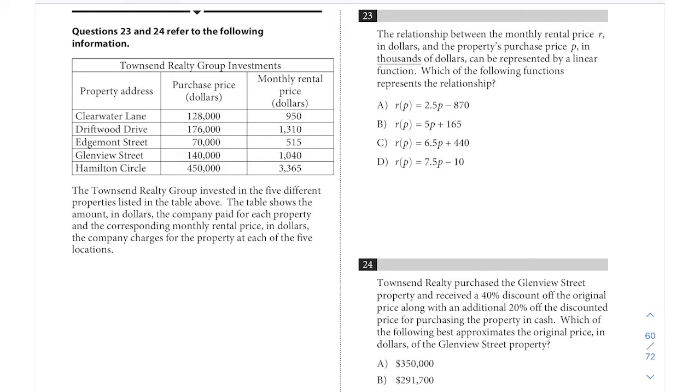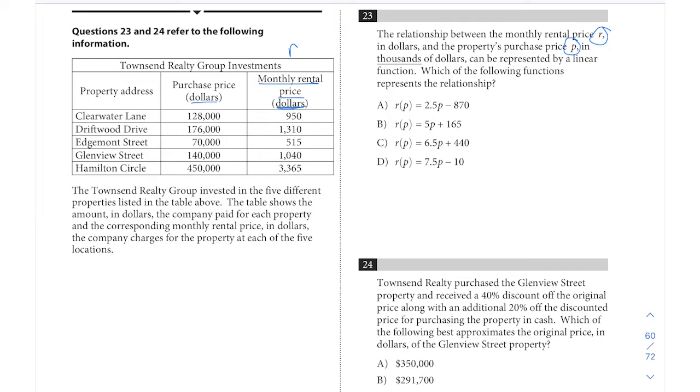Let's see how they word it here. It says the relationship between the monthly rental price R in dollars, just as it's shown in the table, and the property's purchase price P in thousands of dollars can be represented by a linear function. Which of the following functions represents the relationship? So sure enough, they are asking which of these functions represents the relationship between these data points. And this is R for this column here.